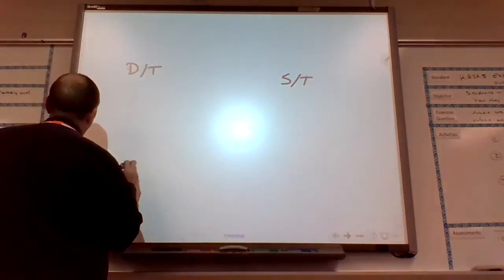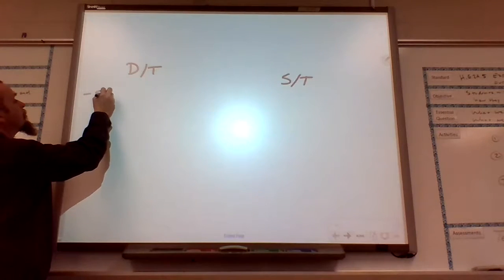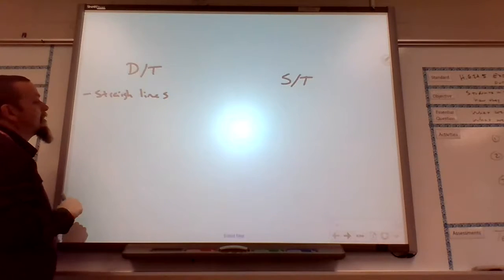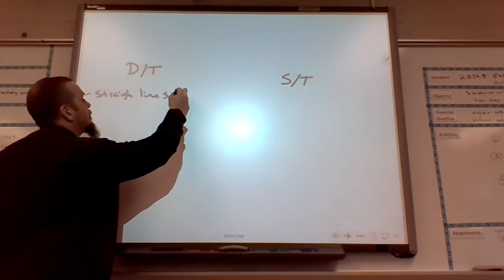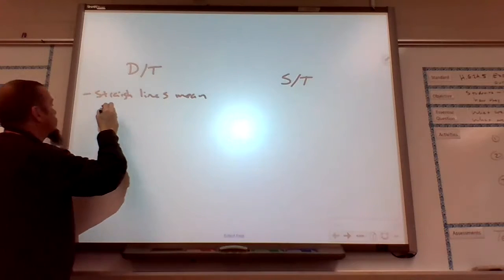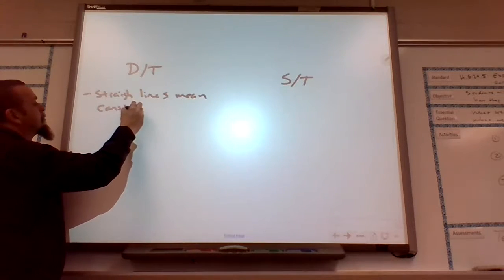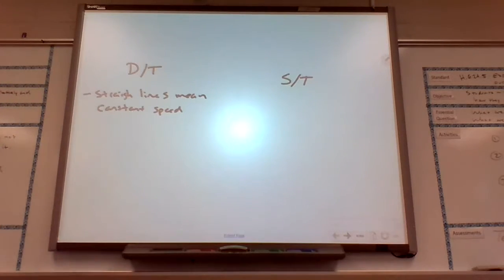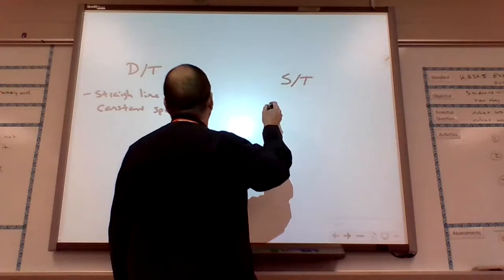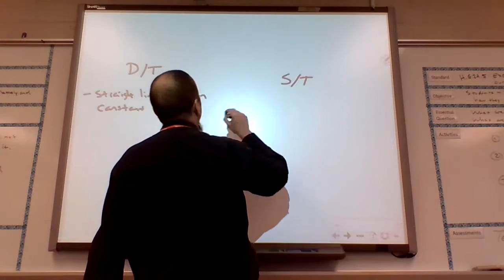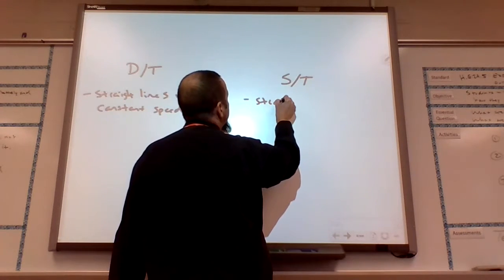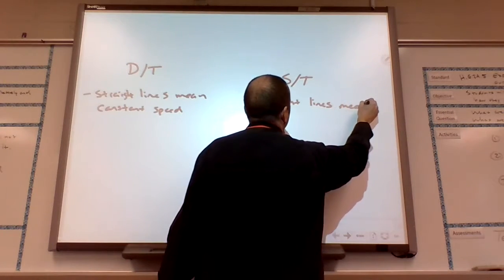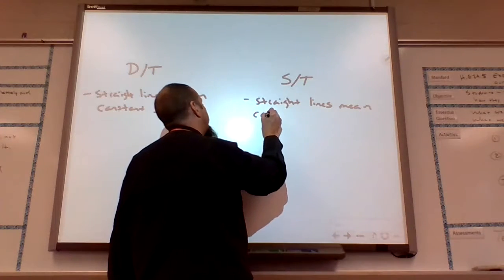What it comes down to is this. On the distance time graph, straight lines mean constant speed. On the speed time or velocity time graph, straight lines mean constant acceleration.